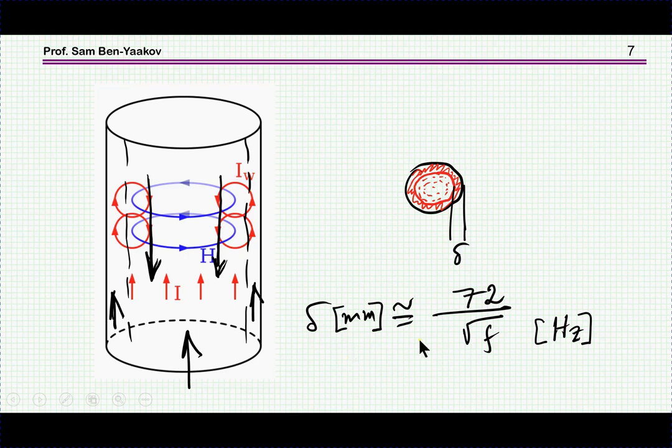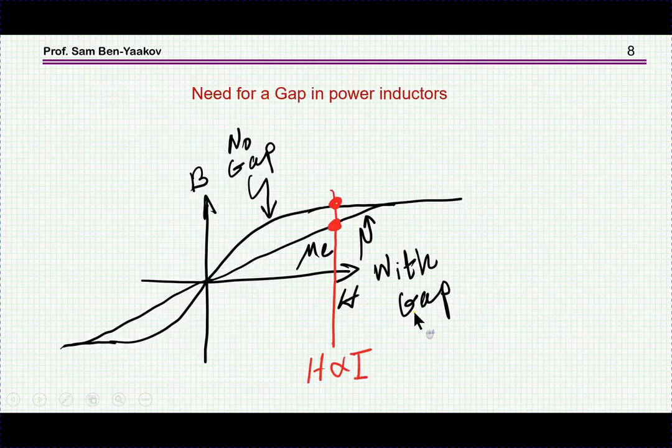An approximate expression for the skin depth is this equation, 72 over the square root of f in hertz, and the result will be in millimeters. This depends on the conductivity of the material and some other parameters which I'm not going into in this simple presentation. So these are the proximity and the skin effects.